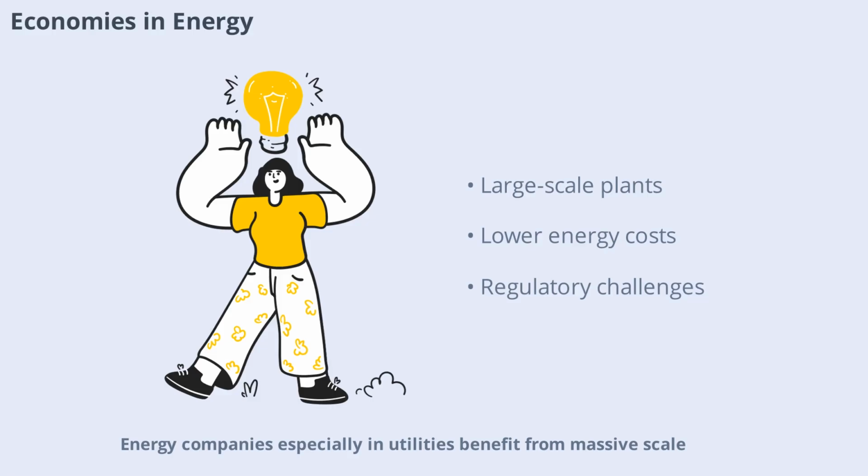Energy companies, especially in utilities, benefit from massive scale. Large power plants and distribution networks lower the cost per unit of energy. However, regulatory oversight and environmental concerns must be managed carefully.